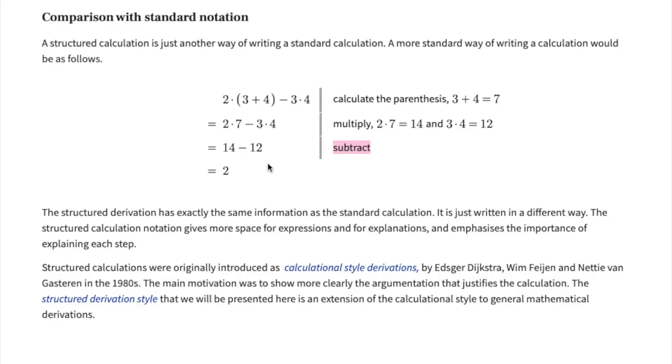Structured calculations were originally introduced as calculational style derivations by three computer science researchers, Edsger Dijkstra, Wim Feijen, and Netty van Gasteren, in the 1980s. Their main motivation was to show more clearly the argumentation that justifies a calculation. Our presentation in this course will focus on structured derivation, which is in fact an extension of the calculational style to more general mathematical derivations.